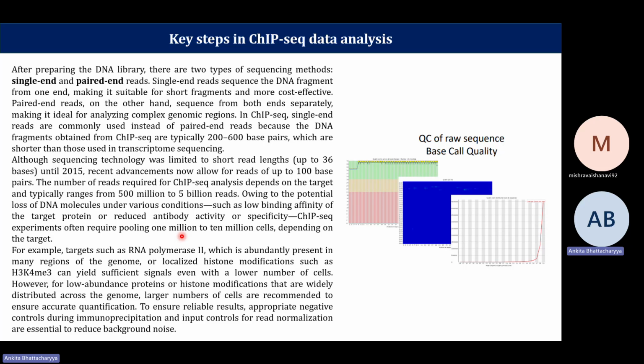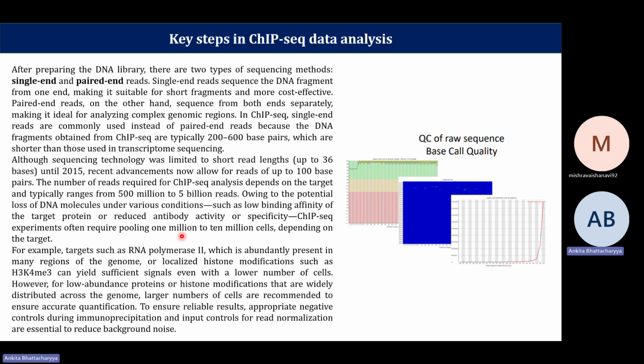In ChIP-seq, single end reads are more commonly used instead of paired end reads because DNA fragments are typically 200 to 600 base pairs, which are shorter than those used in transcriptome sequencing. But if you remember, transcriptome sequencing preferentially uses paired end data to have more confidence in the data.